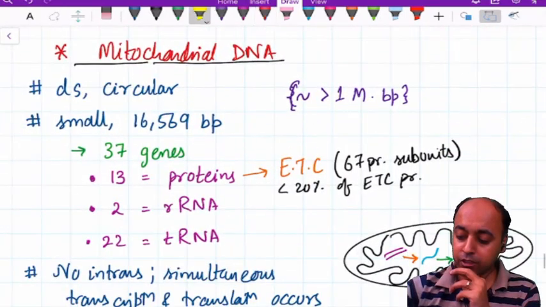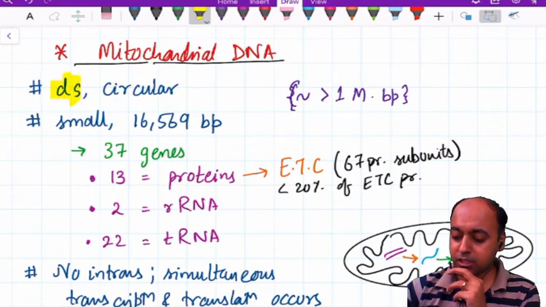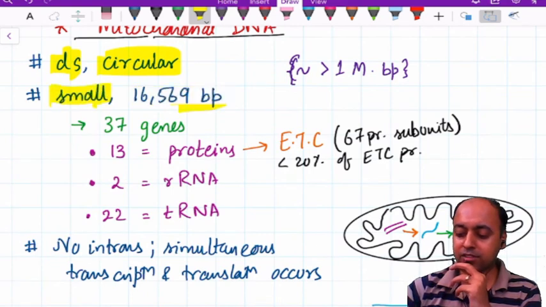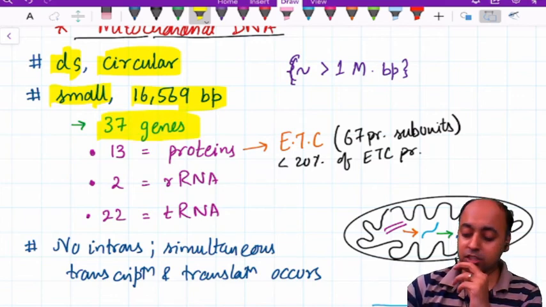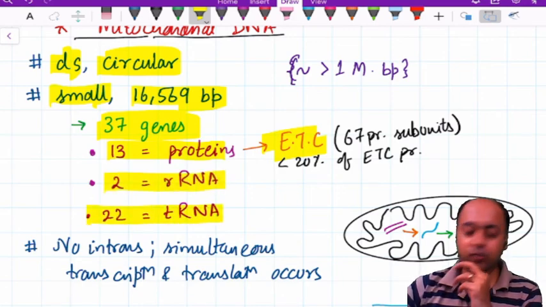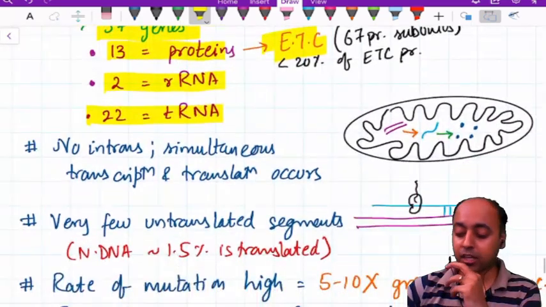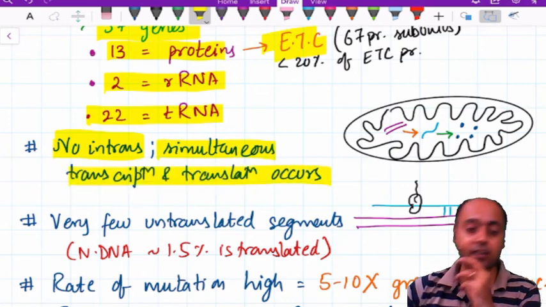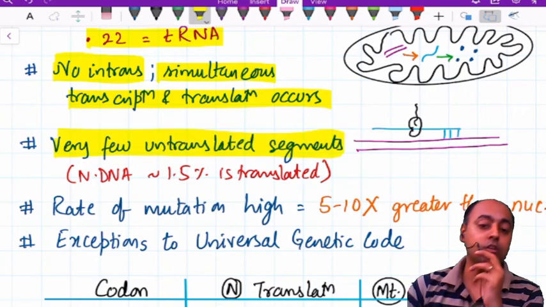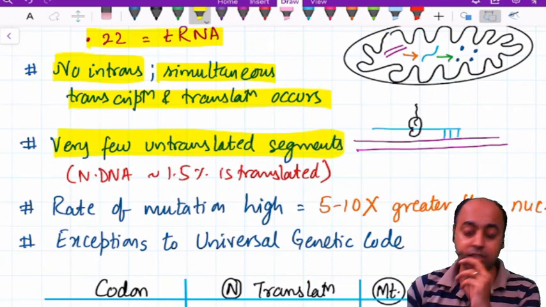Starting with the mitochondrial DNA, we said it is double-stranded, but instead of being linear, it is circular. It is quite small, having 16569 base pairs, which includes only 37 genes. Out of these 37 genes, 13 will code for proteins. All the proteins belong to the electron transport chain. 2 of them will code for ribosomal RNA, and the remaining 22 code for the transfer RNA. In the mitochondrial DNA, there are no introns, therefore simultaneous transcription and translation can occur. Very few untranslated segments are there in comparison to the nuclear DNA, where barely 1.5% is getting translated.